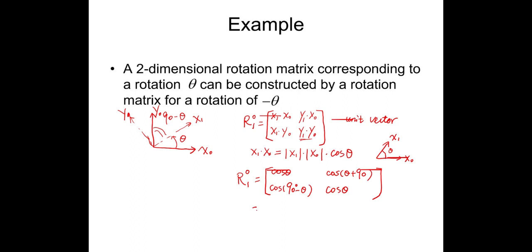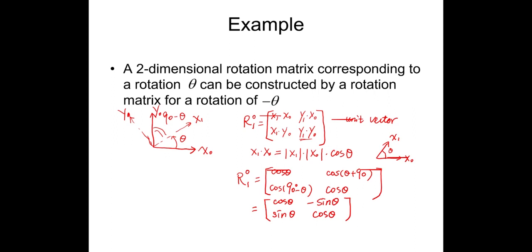If we do one more step of calculation, there's going to be cosine theta, and this will be cosine of 90 minus theta, that is sine theta. And this term is negative sine theta. And this term is cosine theta. So I have my R10, which is pretty simple, which is this matrix.